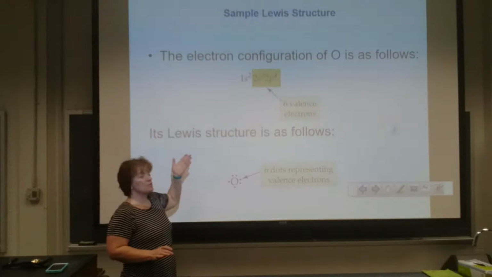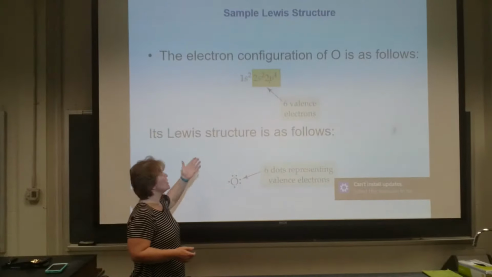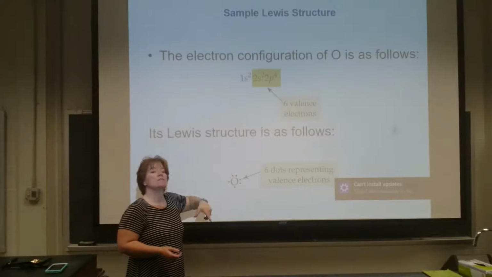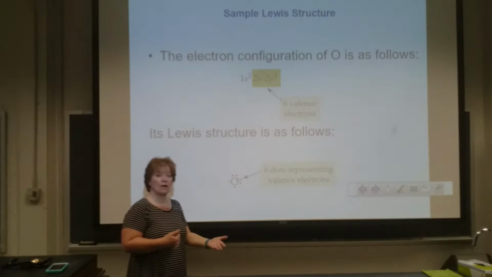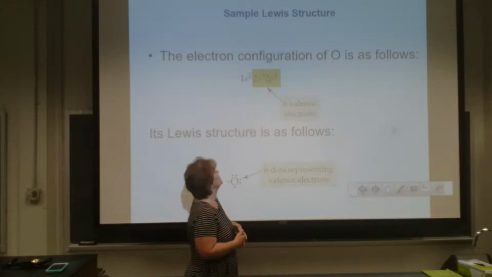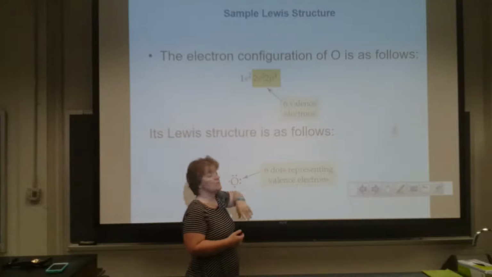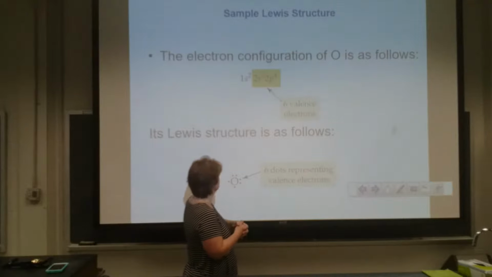For oxygen, I could get the valence electrons from its electron configuration: 1s2, 2s2, 2p4. Valence is defined as the number of electrons in the outermost occupied orbital, so that's level 2. I have 2 and 4 for a total of 6. Or I could say that oxygen is in group 16, and the last digit of 16 is 6 valence electrons.